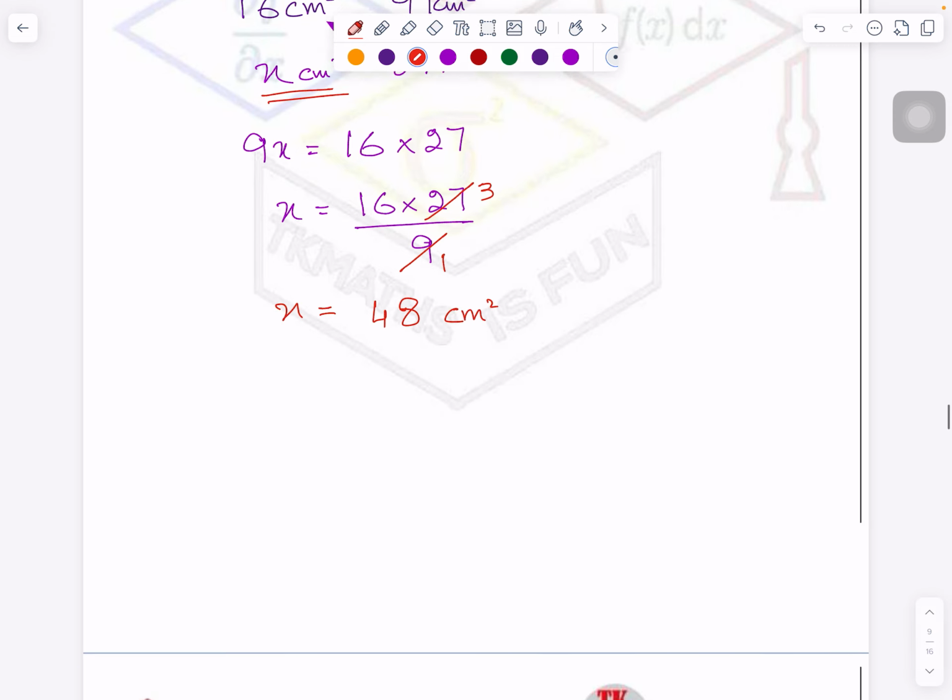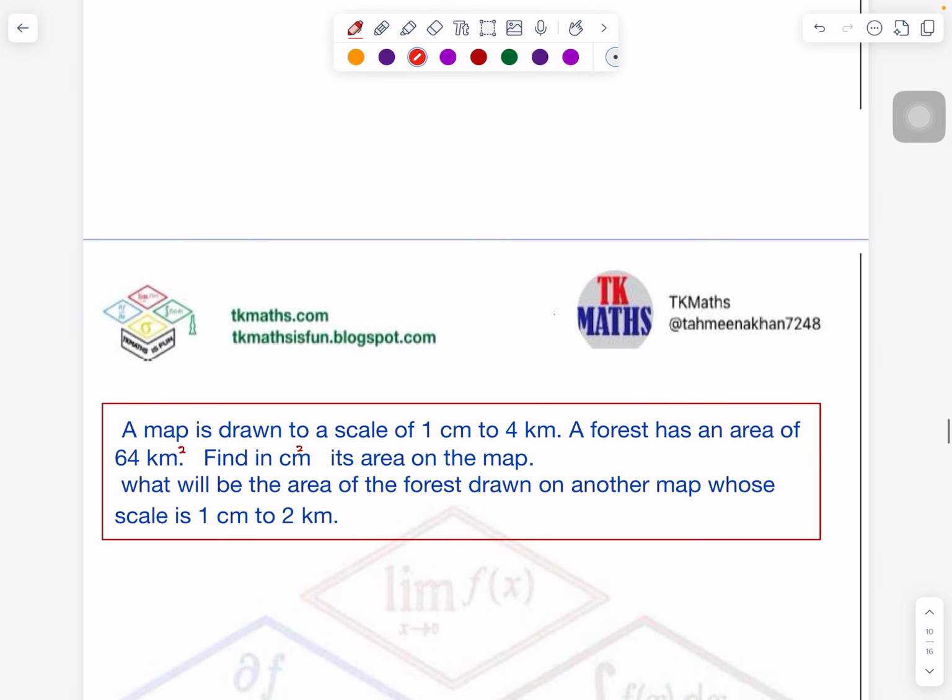Let me see if there is any other question. Yes, one more question. So you can try this out and then write your solution in the comments, and I will tell you if it is right or not.